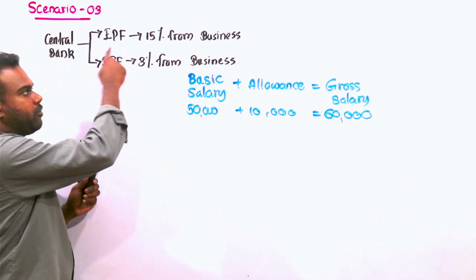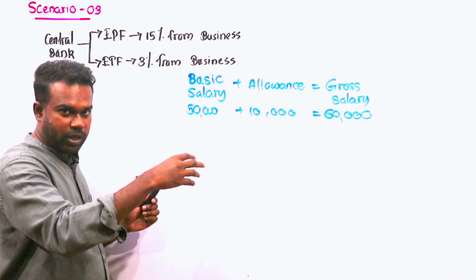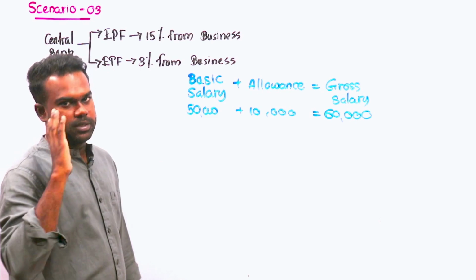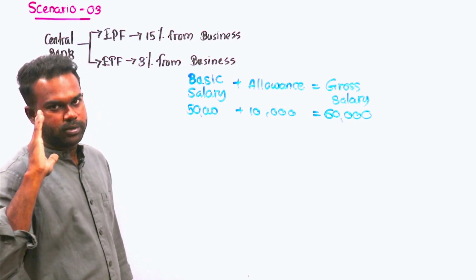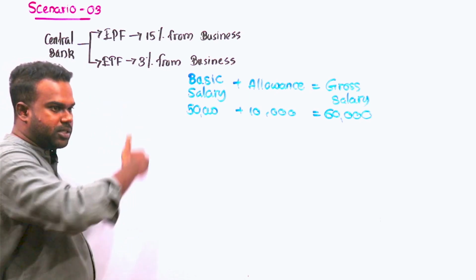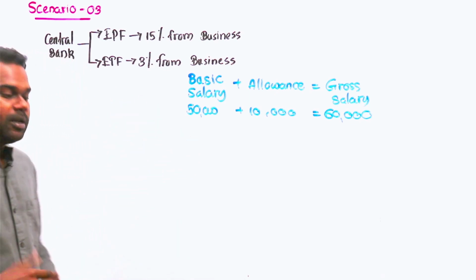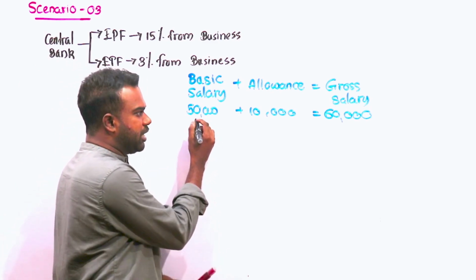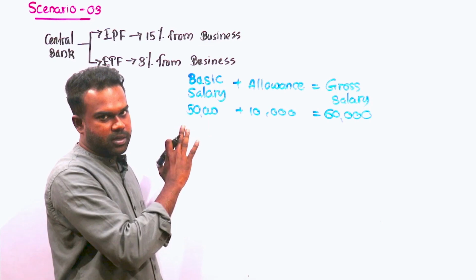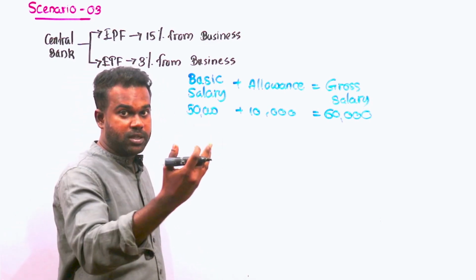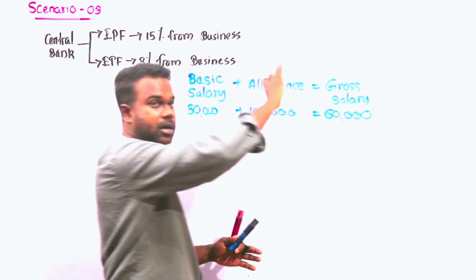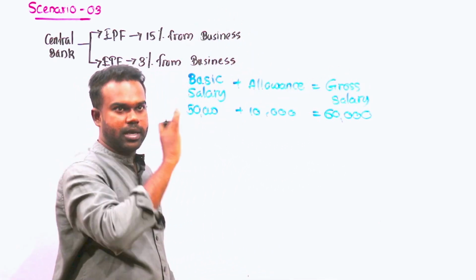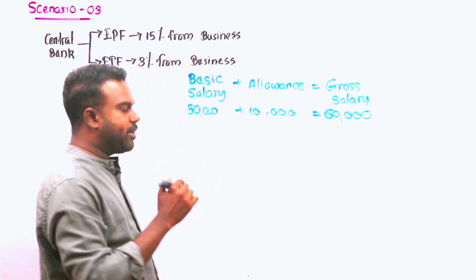In the EPF fund, both the business and the employee contribute. ETF is contributed only by the business, right? No contribution from employees. It's 3%, and that also will be calculated on basic salary. If there's a basic salary, you can calculate on it. If the question especially mentions it, sometimes they will say to calculate on gross salary. Normally, it is basic salary.